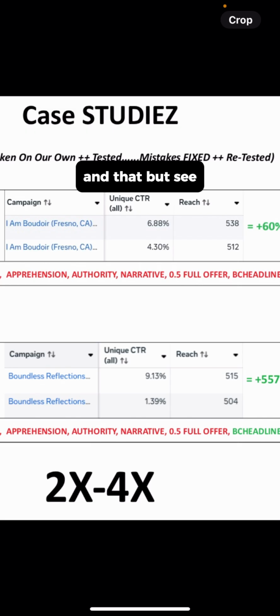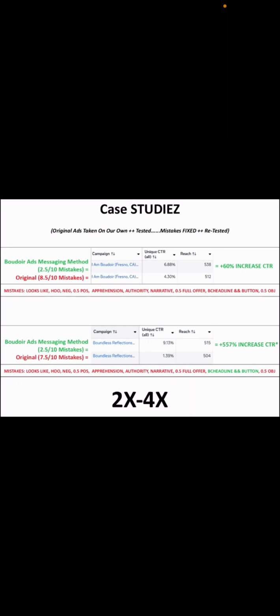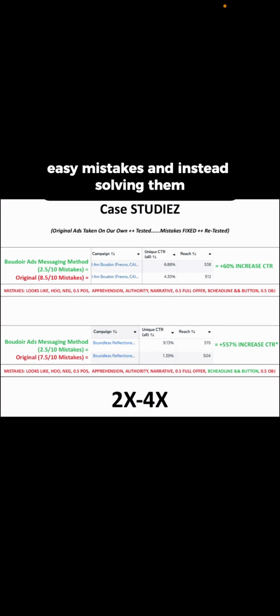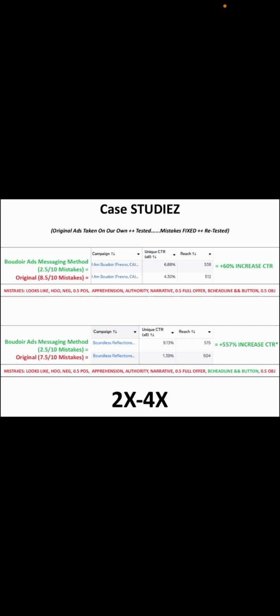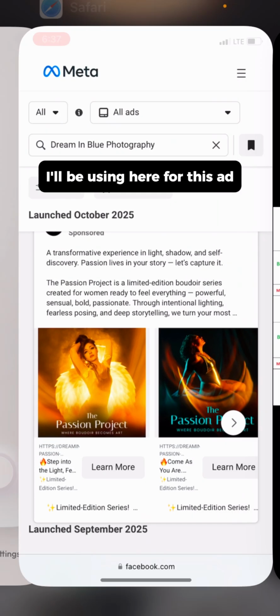All this comes from fixing these top 10 mistakes, making sure we're not making these common, easy mistakes, and instead solving them, doing everything correctly to work with human psychology, working with the Meta ad algorithm, working with newsfeed psychology, specifically social media newsfeed psychology. And yeah, the same framework I've already used, I'll be using here for this ad.